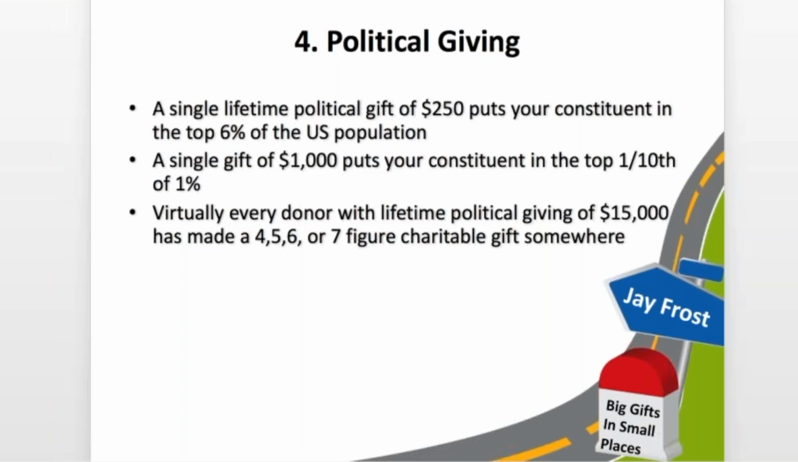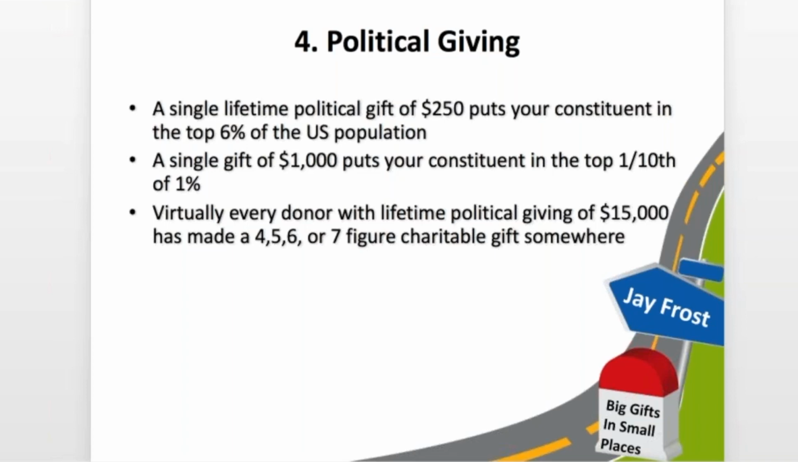As you can see in this slide, a single gift of $1,000 to a political campaign puts your constituent in the top 1/10 of the 1% in the United States. If you find anybody who's given a single gift of $250 or above, then they're in the top 6% of the US population. And these people are all more likely to give major gifts. There's a direct 1-to-1 correlation between people who have given $15,000 or more in political gifts and making major gifts to charity, a 1-to-1 correlation.